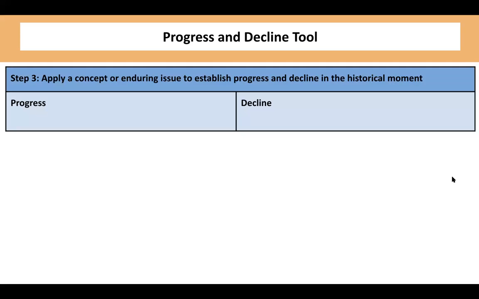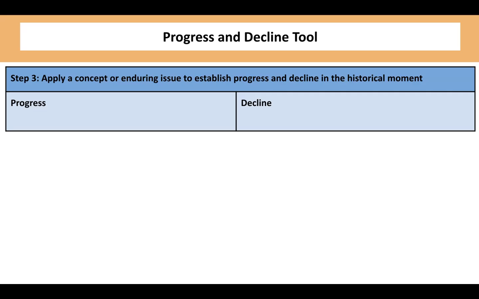So the next step that we're going to look at is step 3. And in step 3, we're going to use one of our themes or concepts that we noticed before, and that's going to be our grounding and our foundation to see, well, was it really progress or decline?